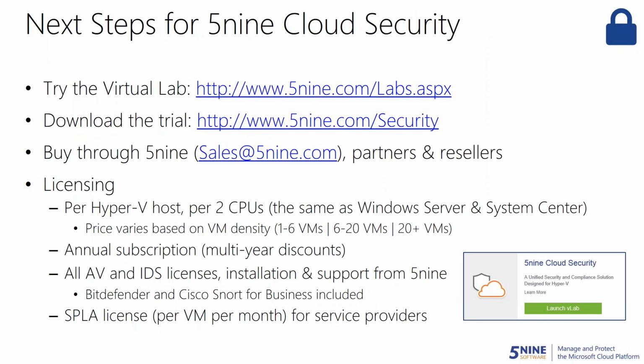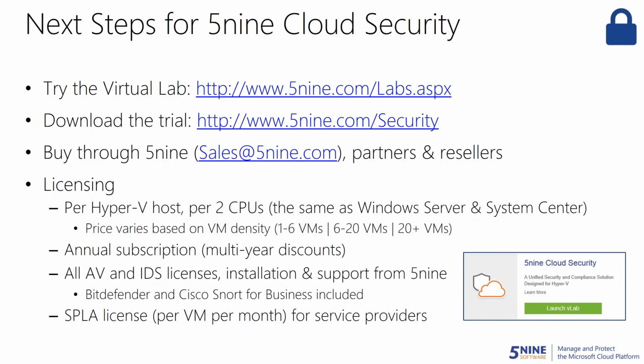Now, as far as the licensing goes, we're consistent with Windows Server and System Center, where we have one license per host for each pair of CPUs that you have. We do have an annual subscription model as well, with multi-year discounts, but most importantly, all of the different security options from your antivirus and intrusion detection vendors are all built into the license. So you just come to Five9, we handle all of the licensing, the setup, the support, and we pay a royalty to Bitdefender at the end of each quarter. So we handle everything that you need to do. You come to us as your only security solution.